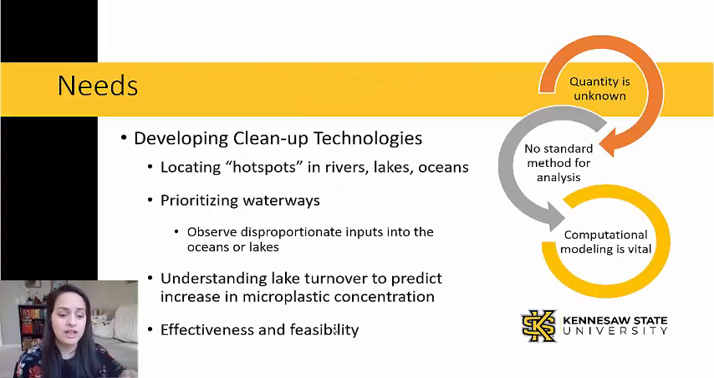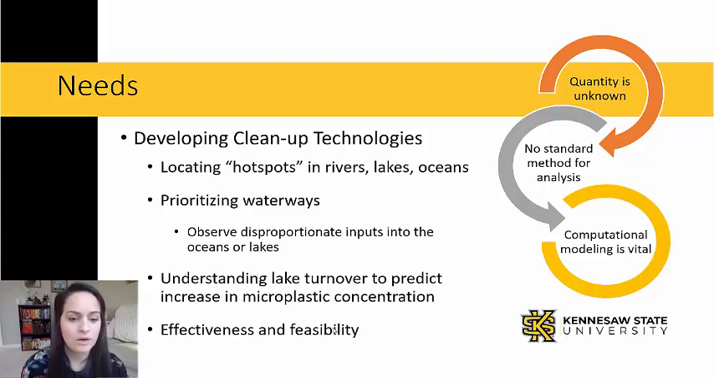In order to develop our technologies and answer some questions that need to be addressed to optimize cleanup, we have to find hotspots in these rivers, lakes, and oceans. So where our technologies need to be placed. We have to prioritize certain waterways, so locating those specific waterways where we can collect the most microplastics. We need to understand some lake turnover events, since now we're finding that some microplastics do end up being pretty prevalent in the benthic habitats at the bottom of lakes and ponds and the sea.